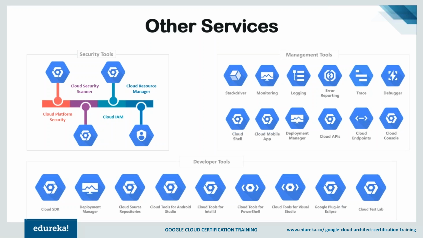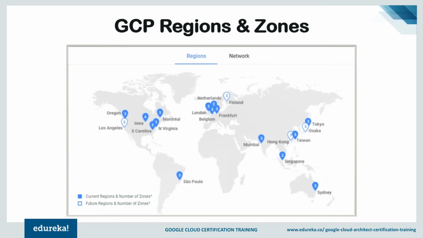So now I think you guys must have a pretty good idea about the Google Cloud Platform and the various services which are offered by it. Now, Google Cloud Platform services are available in various locations. These locations are divided into regions and zones. You can choose where to locate your applications to meet your latency, availability, and durability requirements.